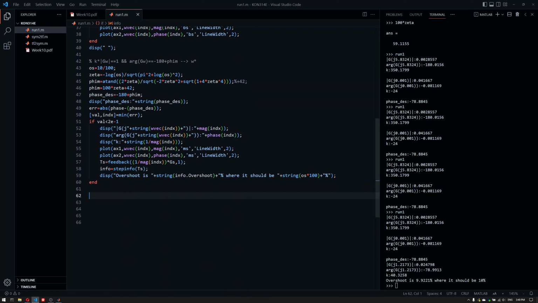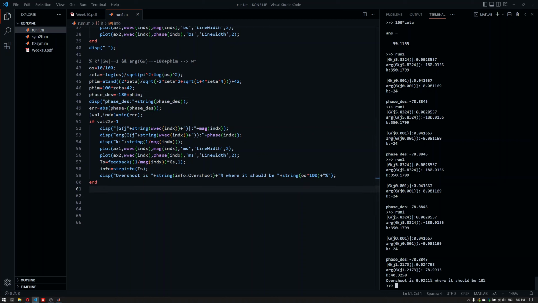So let's see. Now, we first need the steady state error here. And yeah, let me just get rid of this one too, so it stays the same. So what is our K value? Our K value is 40.